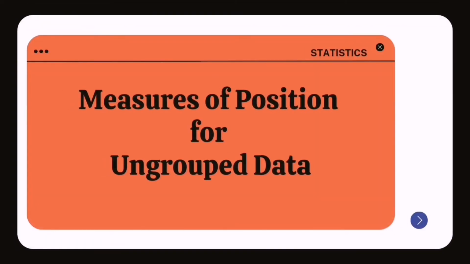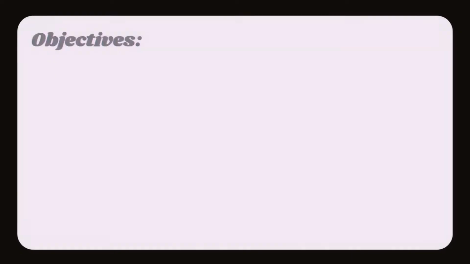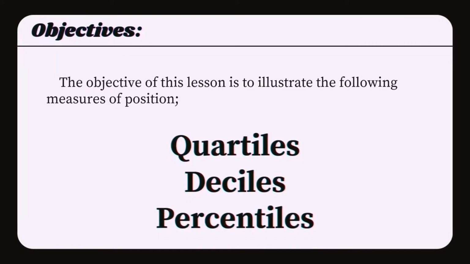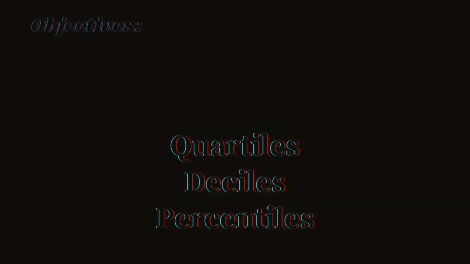For today's lesson, we're going to discuss measures of position for ungrouped data. The objective of this lesson is to illustrate the following measures of position. So we have quartiles, deciles, and last but not the least, percentiles.